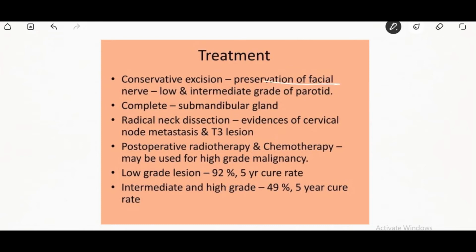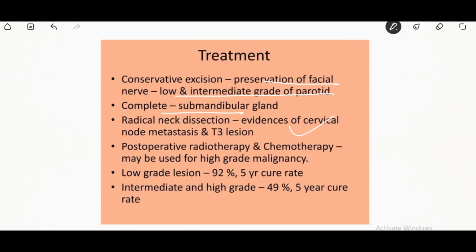That involves preservation of the facial nerve, if possible. That is recommended for low and intermediate grade mucoepidermoid carcinoma of the parotid gland. The affected submandibular gland should be removed completely.